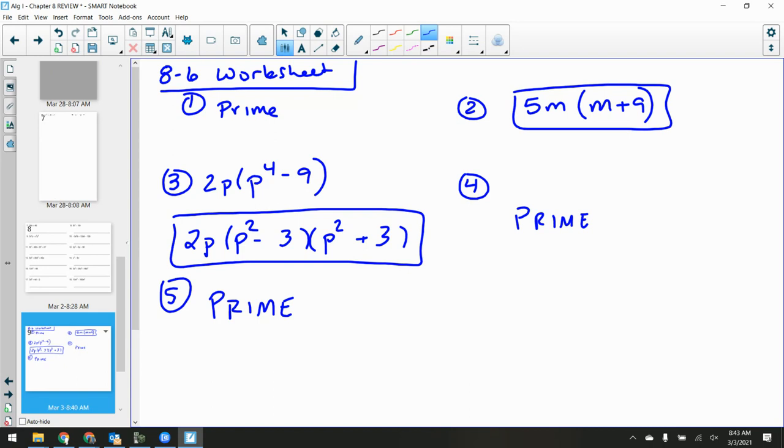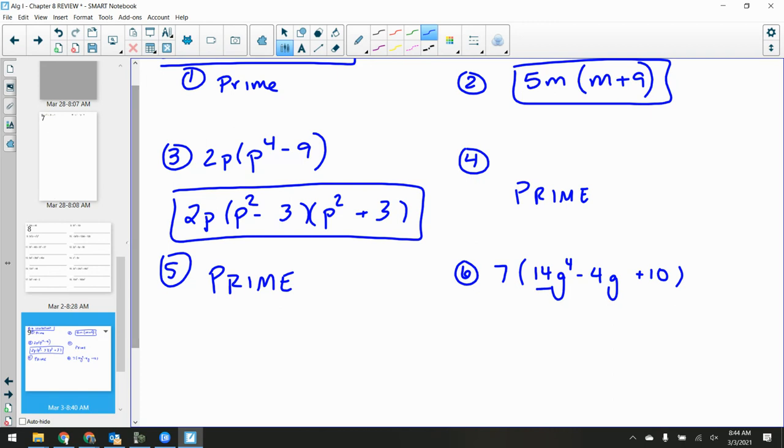Elena, what can we do with the inside of number 6? Good. Okay, so the original problem was 14g to the 4th minus 4g plus 10. And then we divide everything by 2. So we're going to divide out a 2 here, a 2 here, and a 2 here. And remember that means I pull out the 2 and I leave it outside the parentheses, giving us a 7g to the 4th minus 2g plus 5. Right? And then we have to write the 7 on the outside.